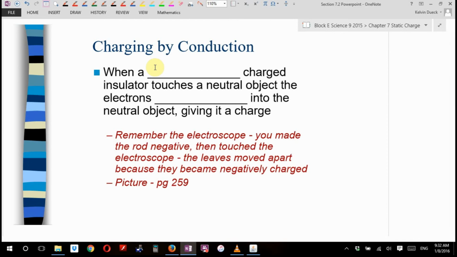When a negatively charged insulator touches a neutral object, the electrons from that negatively charged insulator flow into the object. That neutral object has just gained electrons. So you can remember the electroscope. You made the rod negative, and then when you touched the electroscope, the leaves moved apart because they became negatively charged. There's a lovely picture on page 259 in your textbook if you want.